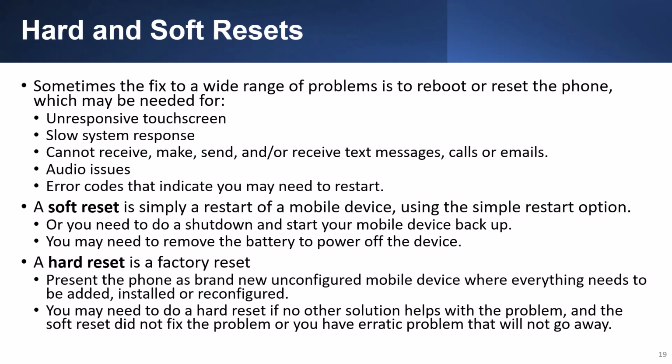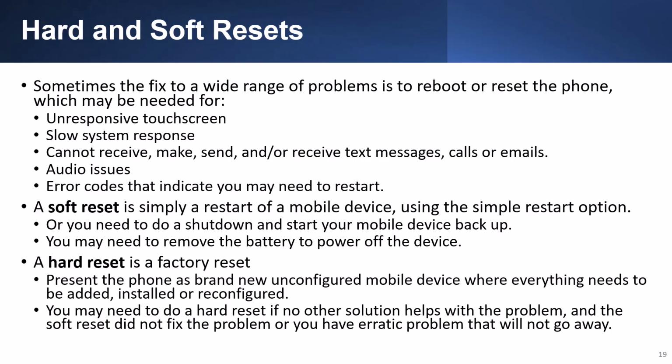Sometimes, the fix to a wide range of problems is to reboot or reset the phone, which may be needed for an unresponsive touchscreen, slow system response, being unable to make, send, or receive text messages, calls, or emails, audio issues, or error codes that indicate you may need to restart. A soft reset is simply a restart of a mobile device using a simple restart option, or you need to do a shutdown and start your mobile device back up.